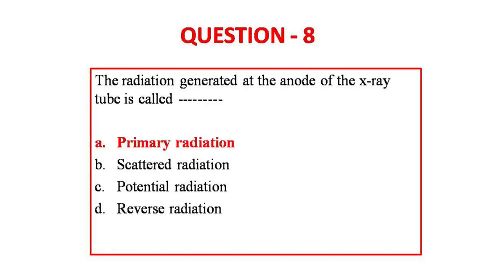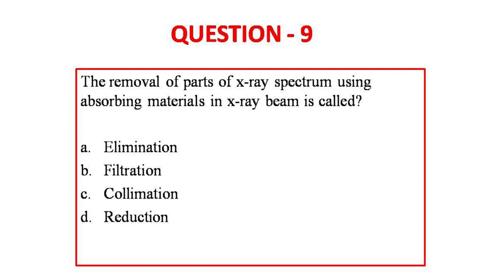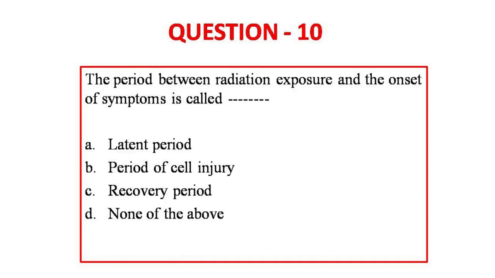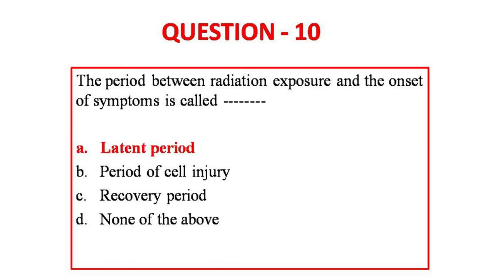So moving on to question number 9. The removal of parts of X-ray spectrum using absorbing material in X-ray beam is called, the given 4 options: elimination, filtration, collimation, and reduction. The answer is filtration. Moving on to question number 10. The period between radiation exposure and the onset of symptoms is called, they've given 4 options: latent period, period of cell injury, recovery period, none of the above. The answer is latent period.